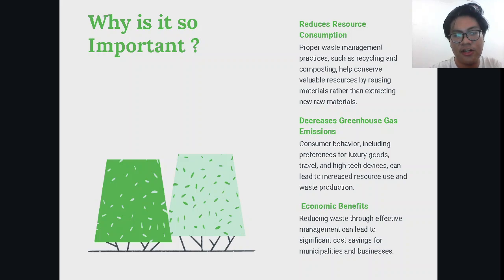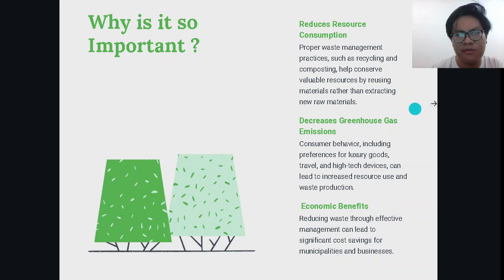Organic waste such as food and yard waste produces methane when decomposing in landfills. Effective waste management practices, including composting and controlled landfill operations, can capture and utilize methane, thereby reducing greenhouse gas emissions and contributing to climate change mitigation. Lastly, the economic benefits that we could gain. Reducing waste through effective management can lead to significant cost savings for municipalities and businesses. Lower waste disposal costs, reduced need for raw materials, and recovered materials that can be sold or used will contribute to economic efficiency.